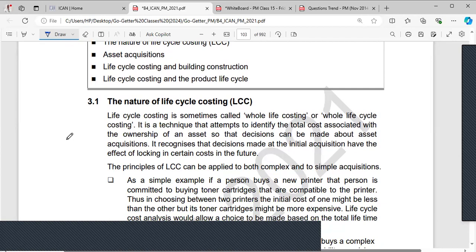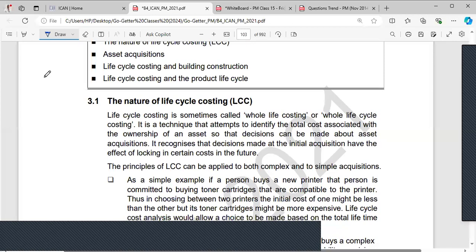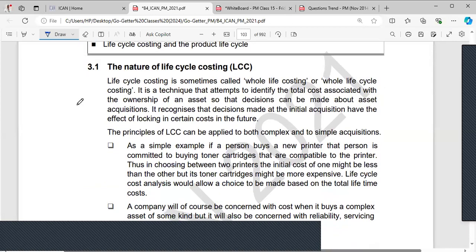Now, it is a technique that aims to identify the total cost associated with the ownership of an asset, so that a decision can be made about the asset acquisition. Okay, so it recognizes too that decisions made at the initial acquisition have an effect in locking in certain costs in the future. An example is given that, as a simple example, if a person buys a new printer, that person is committed to buying toner cartridges that are compatible with the printer.